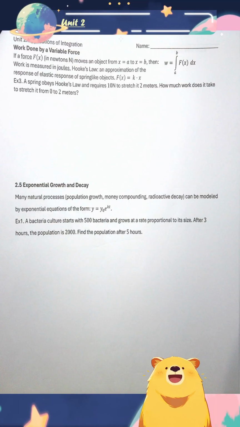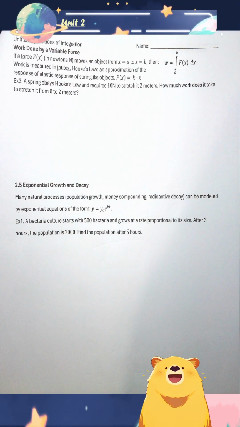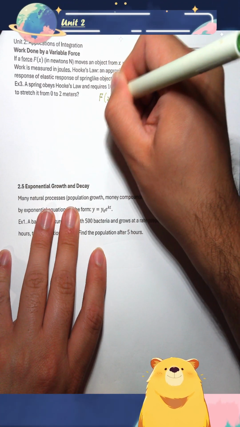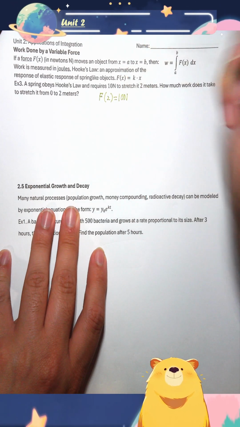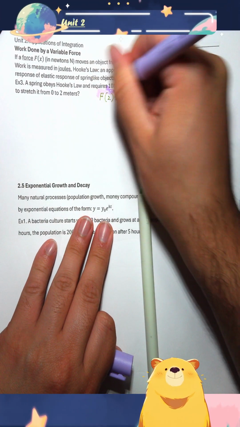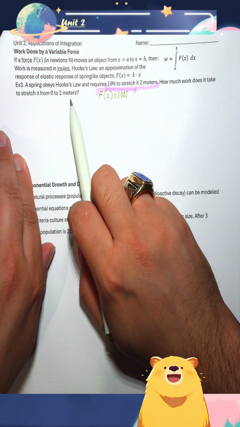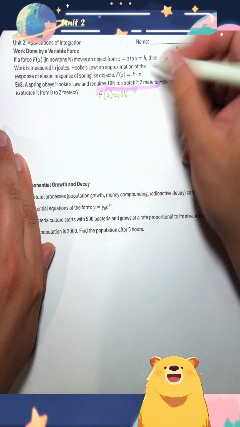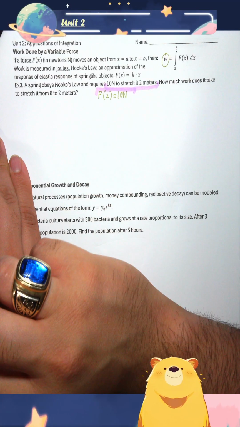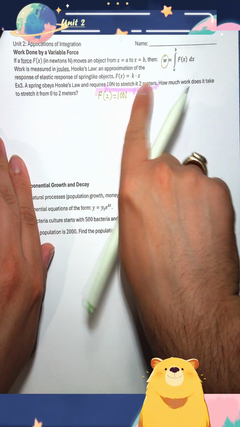A spring obeys Hooke's law and requires 10 newtons to stretch it 2 meters. So that means f of 2 is equal to 10. Let me go ahead and just do this right here. How much work does it take to stretch it from 0 to 2 meters? And the formula for work is going to be here. So let's go ahead and just plug that in. Oh, wait, we don't know what f of x is. They did not give us f of x, but they gave us a way to figure it out.